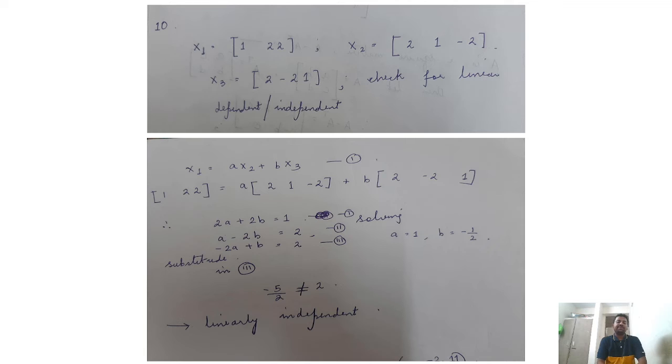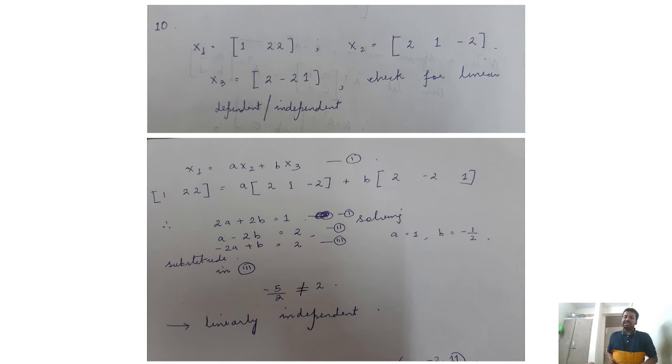This is the thing that we have to check, whether these vectors are linearly dependent or linearly independent. We know from theory that vectors are linearly dependent when they follow the principle of superposition. That is, if x1 can be expressed in terms of some component of x2 plus some component of x3, x1 equals ax2 plus bx3, and it should satisfy the equation, then only it is linearly dependent.